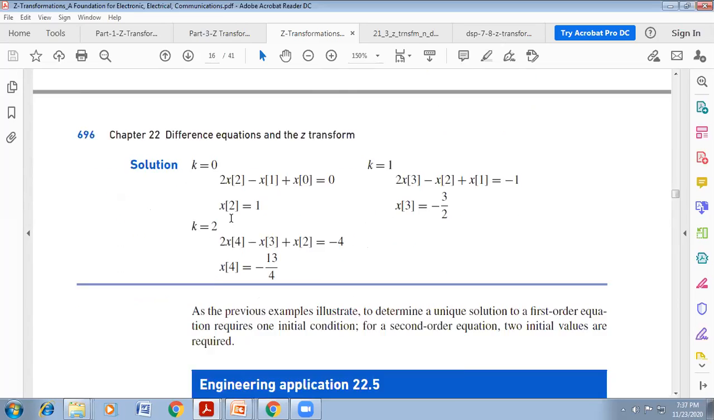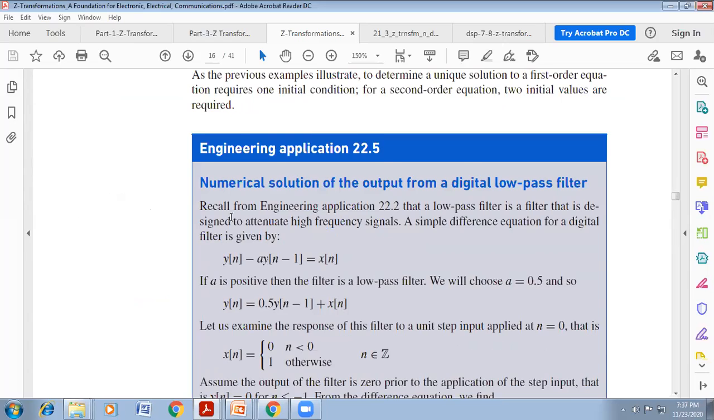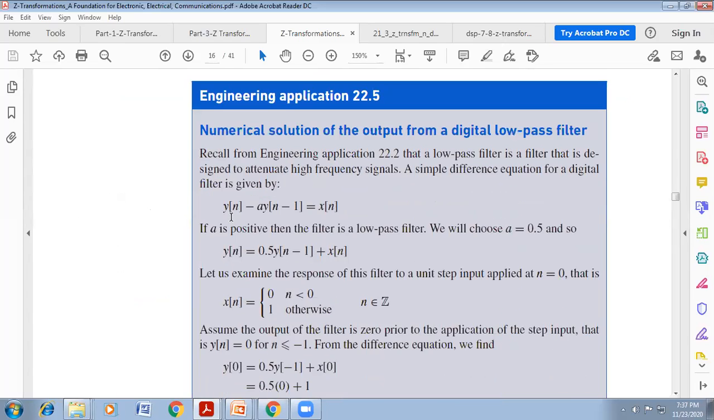Now, numerical solution of the output from a digital low pass filter, another engineering application. This is the given difference equation for a filter. If A is positive, then the filter is a low pass, because of the minus A. If A is positive, this value is negative. So we choose A equals 0.5, so yn equals, we can write this, putting A equals 0.5.